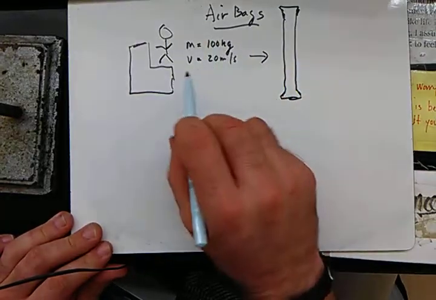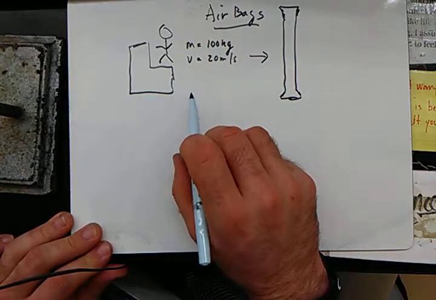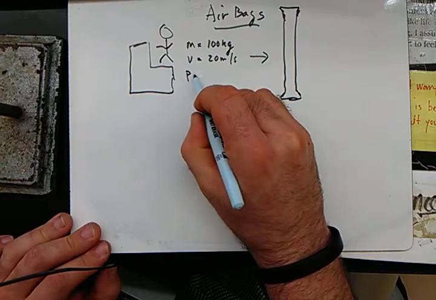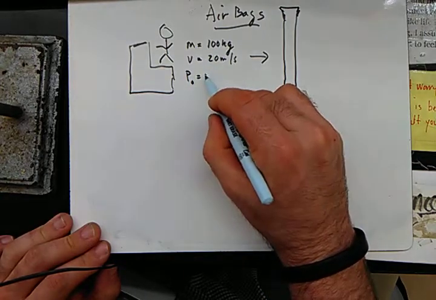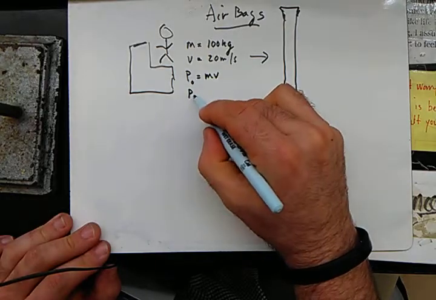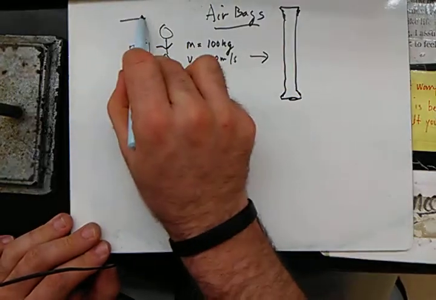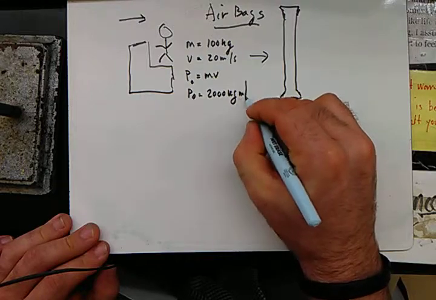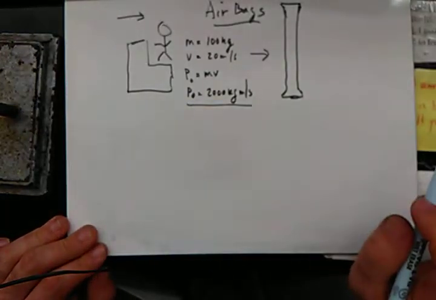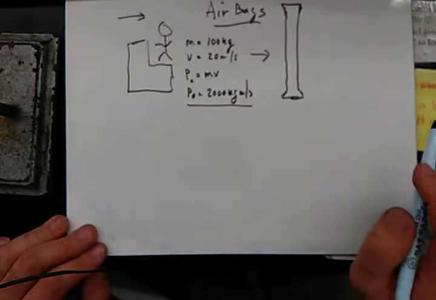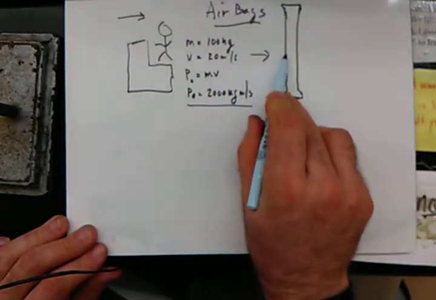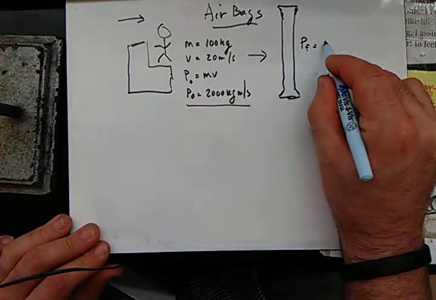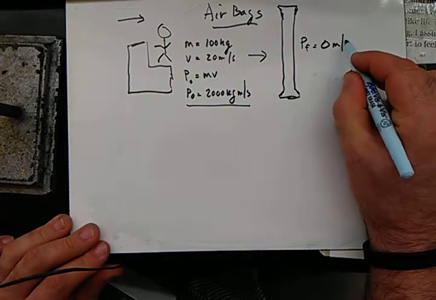So in your car, we know that there is some sort of momentum, because I can figure out that initial momentum is mass times velocity. So the initial momentum for me going along at 20 meters per second is going to be 2,000 kilogram meters per second. That's my initial momentum. Now, if I smack into a tree, my final momentum, PF, is zero. There's no velocity.